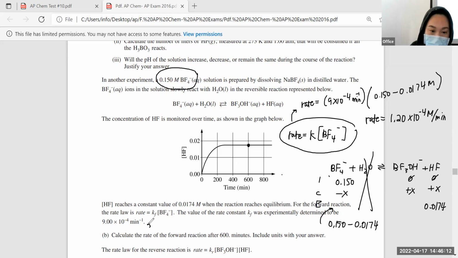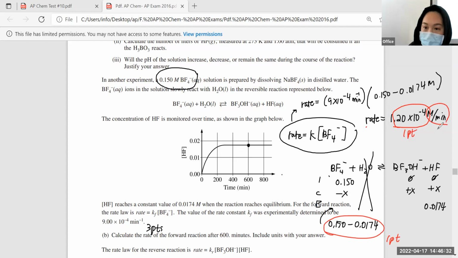So this one is 3 points. 1 point for calculating this molarity. 1 point for finding 1.2 times 10 to the negative 4. And then 1 point for the unit, molarity per minute. Total 3 points.